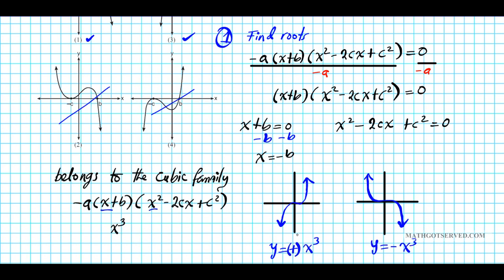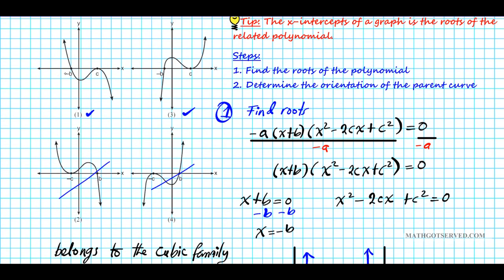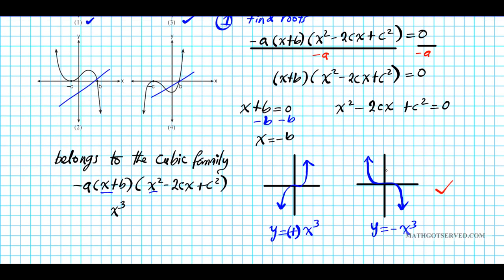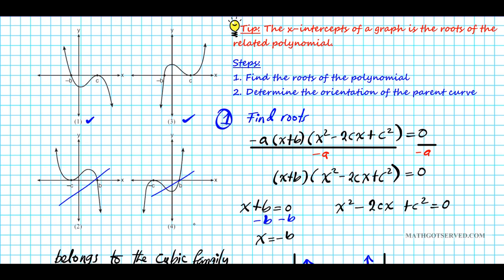Okay, so which of these is applicable to this problem? We're looking at this orientation, the negative cubic family. The negative cubic family starts from infinity and goes to negative infinity. So let's take a look at these two options we have here. Which of these two orientations matches this one right here, from infinity to negative infinity? We can clearly see that our answer is option number 1, going from infinity to negative infinity. This is a negative cubic.